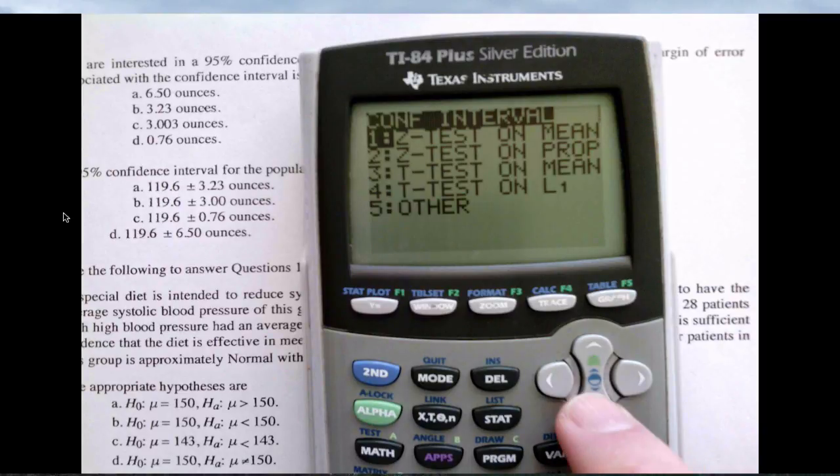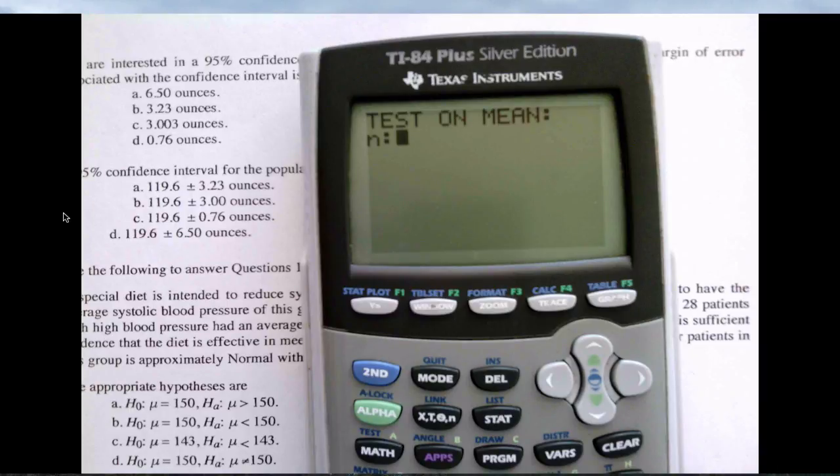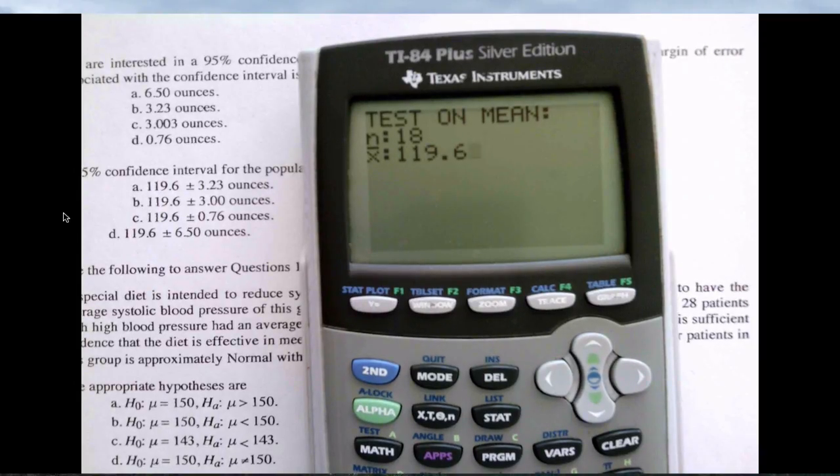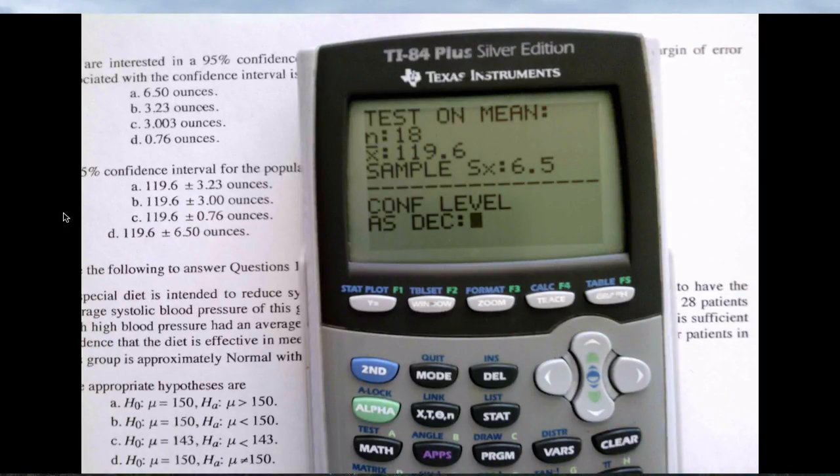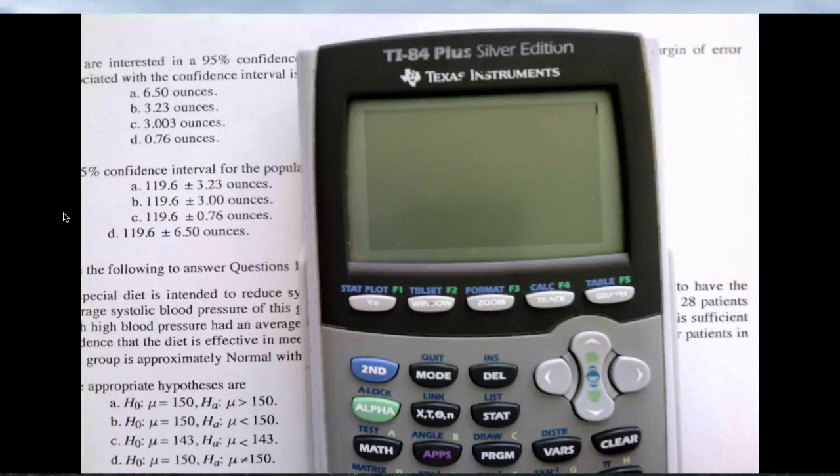So we're going to do a t-test on mean. The reason we're running a t-test, not a z-test, is because we're working with a sample standard deviation, not the population standard deviation. Now our n was 18. Our x bar came out to 119.6. Standard deviation was 6.5. Confidence level we're running this at is 95. So it's thinking, it's got to calculate the t.